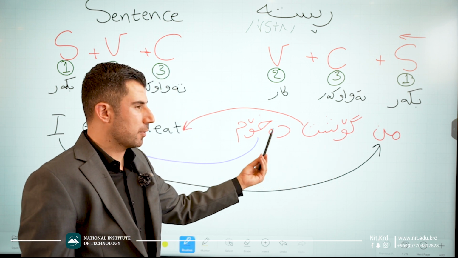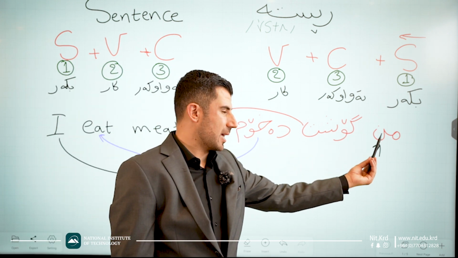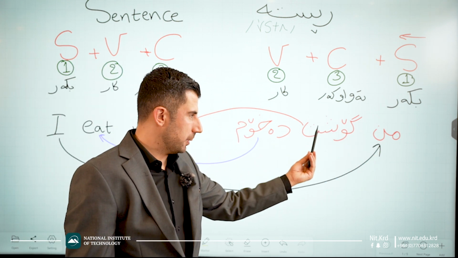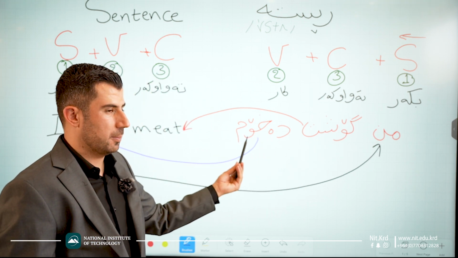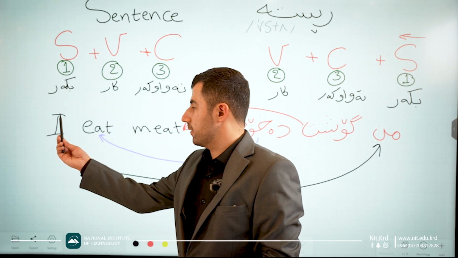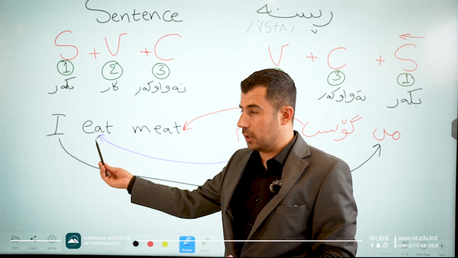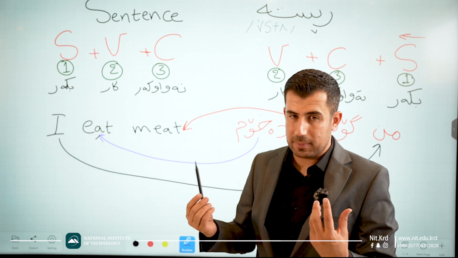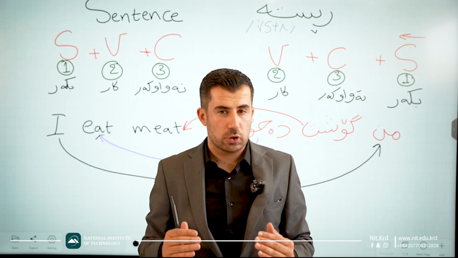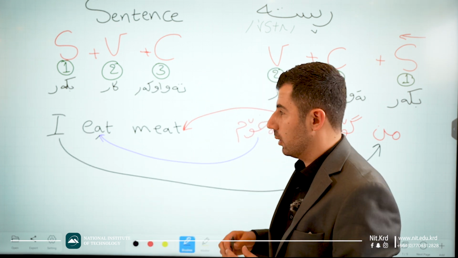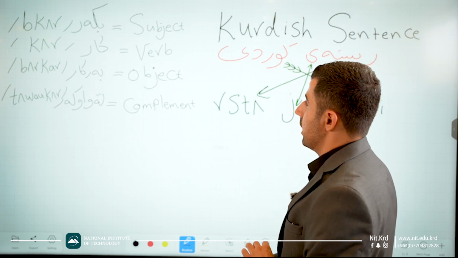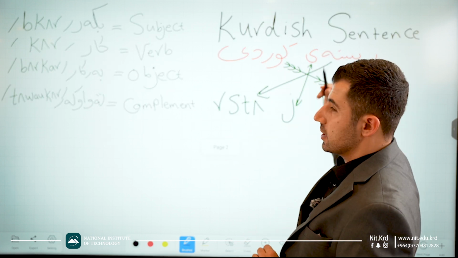The order of the Kurdish rule is subject, complement, then verb. But in English, the first one is subject, the next one is verb, and the last one is complement. That is for the normal sentence in English. Okay, let's move to the other part in Kurdish sentence.